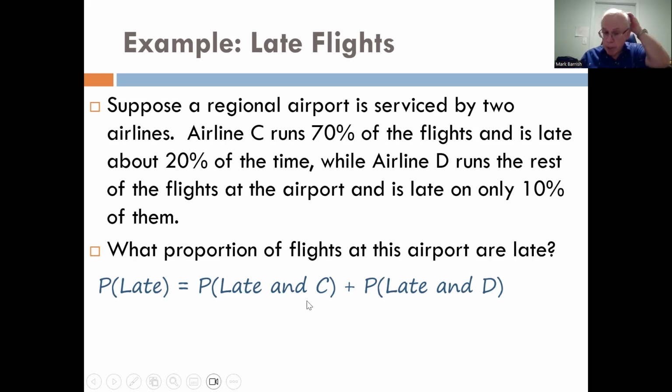So for the first probability, it would be 0.7, which is the probability that you use airline C, times 0.2, which is the probability that you are late, given that you're using airline C. And then this probability is 0.3, which is a 30% probability that you use D, times 0.1, which is the probability that you are late, given that you've taken airline D. All right, so that's how you do it.